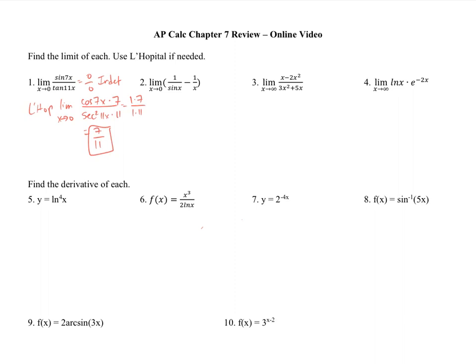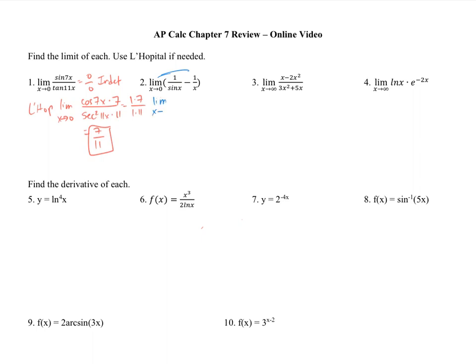All right, for number 2, our first instinct here would probably be to use a limit law and break this apart. If you try that, you'll end up with the limit as x goes to 0 of 1 over sine x minus the limit of 1 over x as x goes to 0. Then if you take the derivative of the top, you'll get 1, and then you have to take the derivative of that sine x on the bottom. So you could try doing that. That is one option, so let's go ahead and do that.